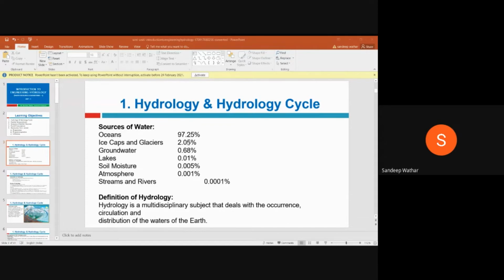Whatever fresh water we had, 2.05 percent of that is available in ice caps and glaciers. 0.68 percent is available in our groundwater, lakes 0.01, soil moisture 0.05, atmosphere 0.01. Now just focus on how much water is available in streams and rivers. It is equivalent to 0.0001, which means a very small quantity of fresh water is available in your streams and rivers.